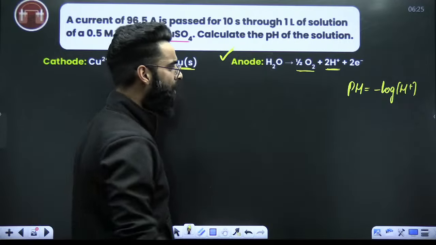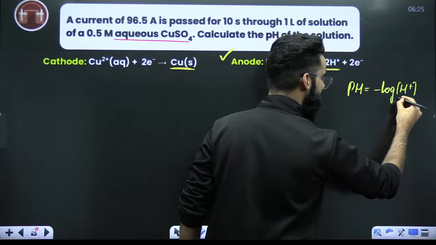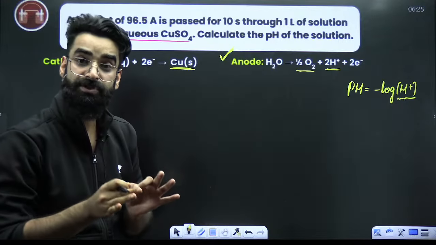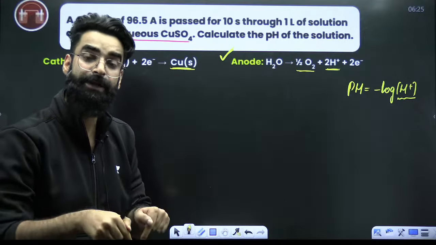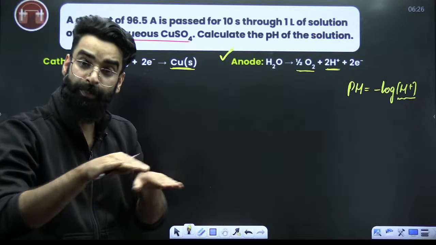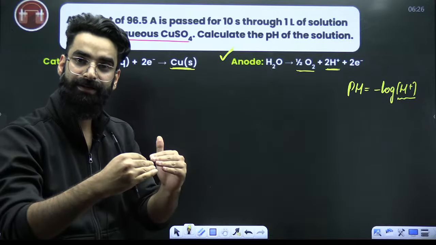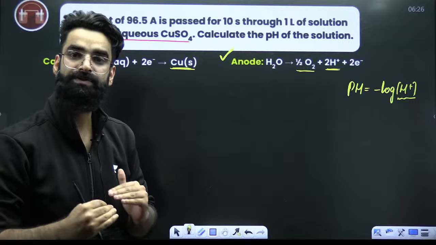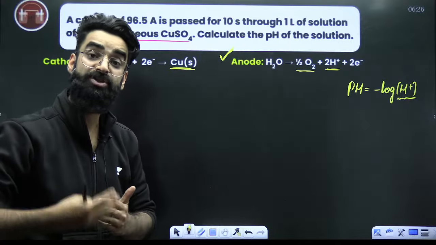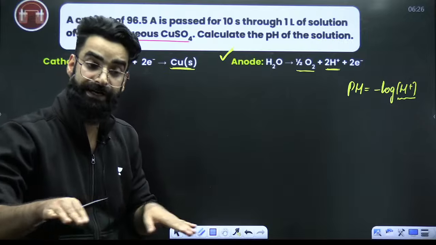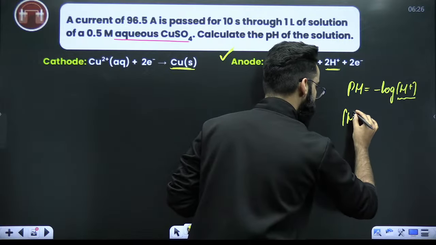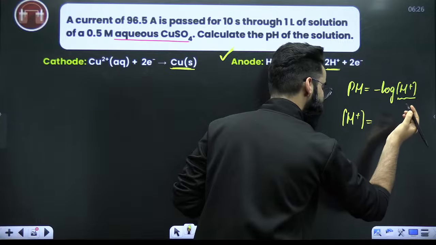So in order to calculate pH, we should know the total H positive concentration in the solution after the electrolysis is done. Once the electrolysis is complete, you'll find H positives in the solution. We will have to calculate the concentration of H positives after the electrolysis is complete. How do I calculate the H positive concentration? Concentration is nothing but moles per unit volume.